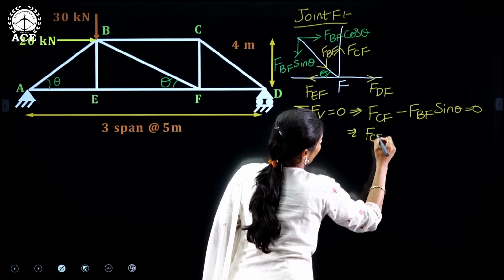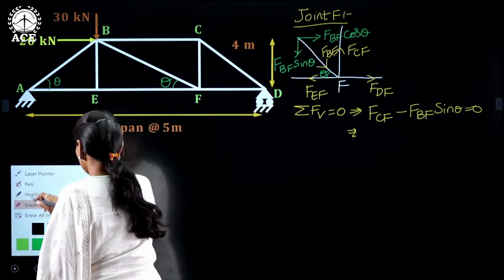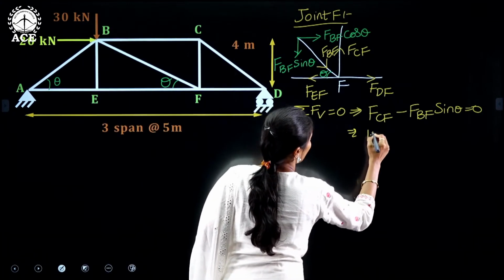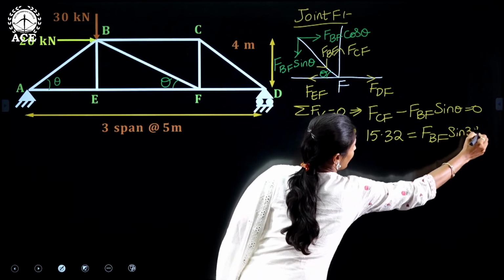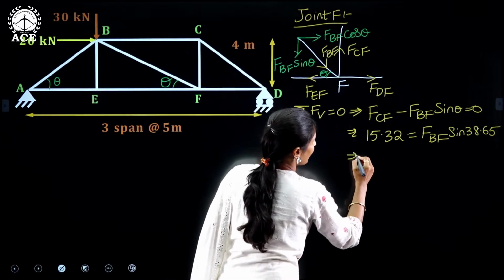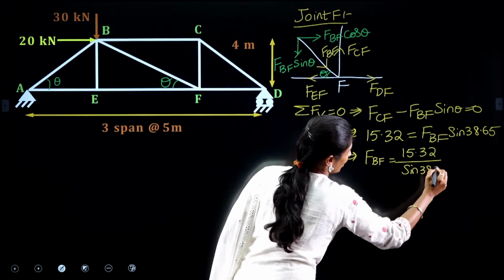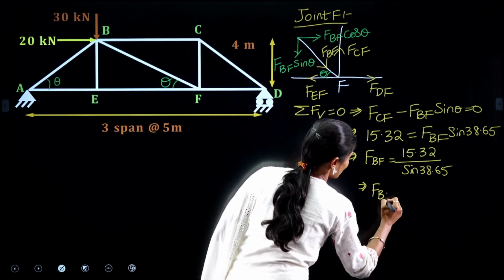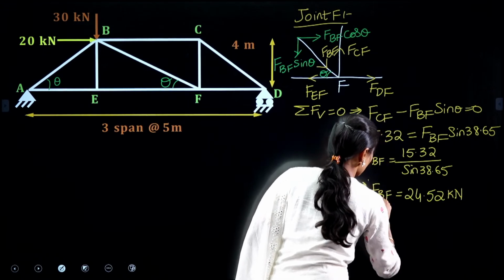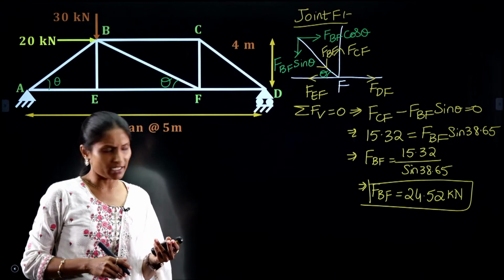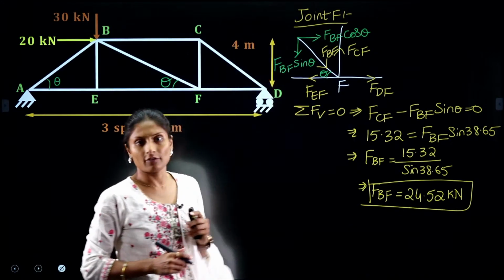That implies FCF equals FBF sin theta. We know FCF, right? 15.32 is equal to FBF sin 38.65. So we can write FBF is equal to 15.32 divided by sin 38.65. From this, you will get the force in the member BF as 24.52 kilonewtons. If you see, we got a positive value of FBF, right? That means the force FBF is acting towards the joint only. If we get a negative value there, it is acting away from the joint.